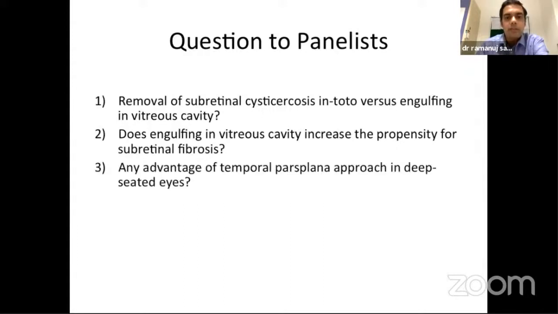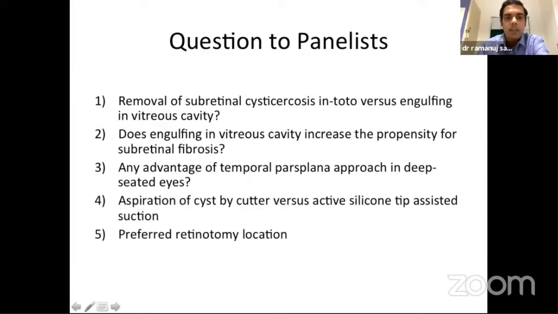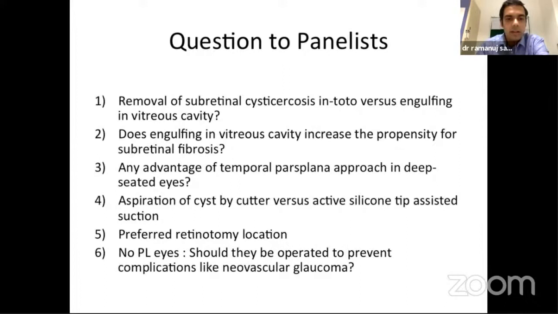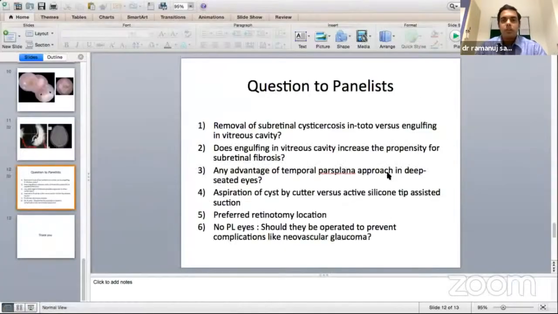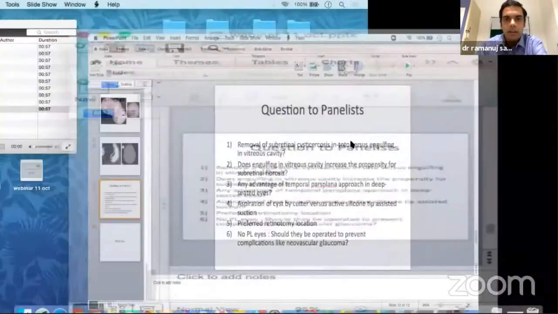And third, any experience of temporal pars plana approach in deep-seated eyes, like we do in temporal phaco? And fourth, aspiration of the cyst by cutter versus active silicone tip assisted suction. What is the opinion of the House? And what will be the preferred retinotomy location? Because when there is a limited amount of neurosensory detachment, if the retinotomy is located away from this, there is difficulty in accessing the cyst. So what should be the preferred retinotomy location? And in no light perception eyes, should they be operated to prevent complications like neovascular glaucoma? So what is their opinion on that?